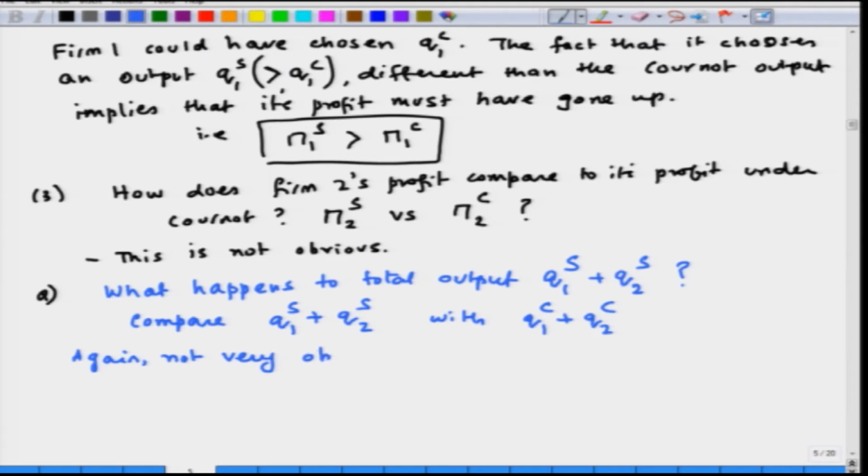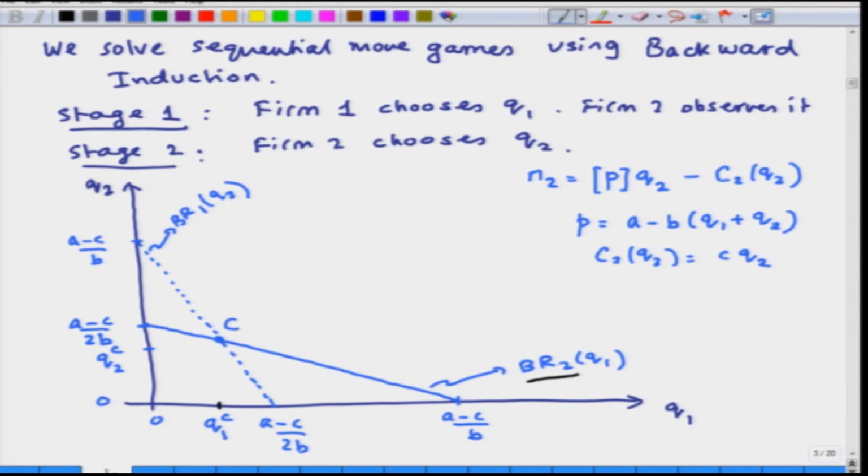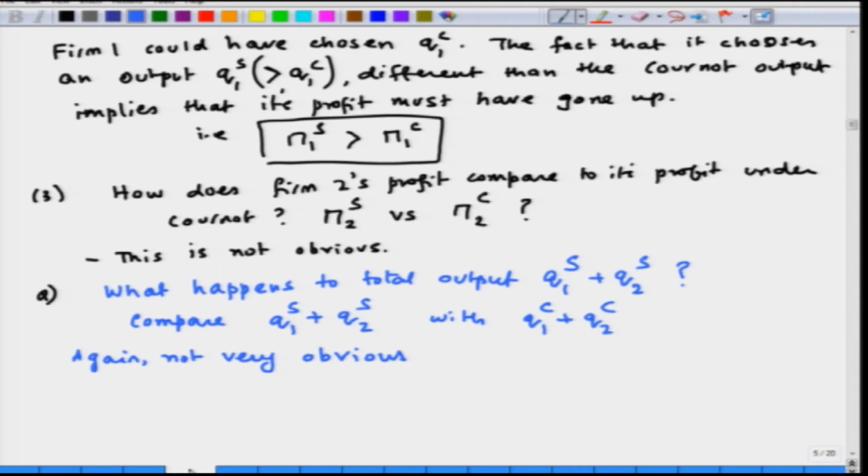Again, not very obvious, but if we look at the graph, we can conclude that the total output under the Stackelberg model has actually increased. Why is that so? We already know that the output produced by firm 1 under the Stackelberg model is greater than that it produces under the Cournot model. This leads firm 2 to reduce its output. So, we know that firm 2's output is actually going to be smaller than the output under Cournot.